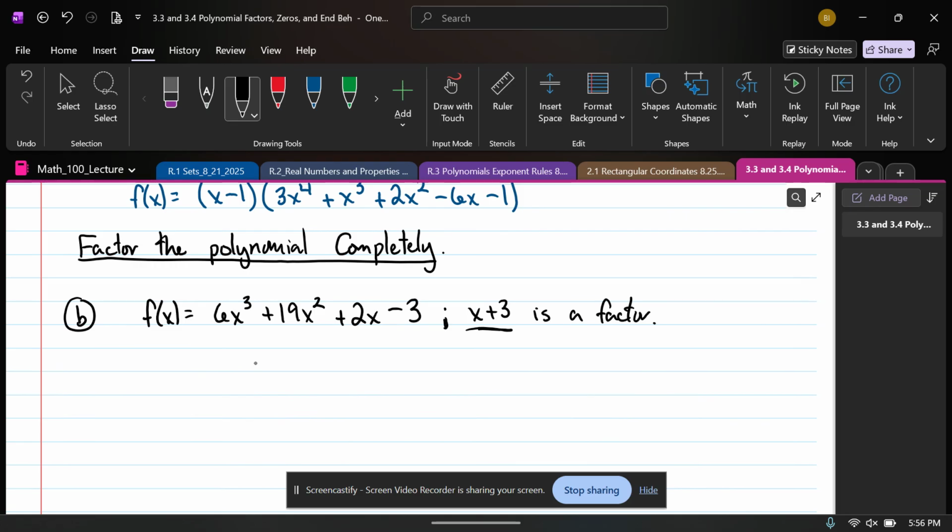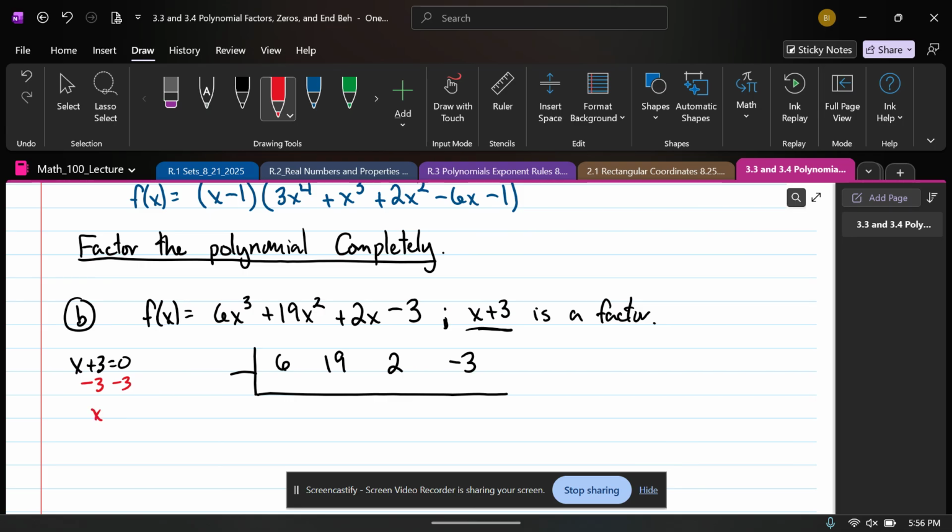So that tells me when I do synthetic division, 6, 19, 2, negative 3. And then I take x plus 3 equal to 0 and subtract 3. So negative 3 is what goes on the shelf. So when I do this synthetic division here, they're telling me that my remainder should be 0, because they said x plus 3 is a factor. So that remainder should be a 0. So I'm gonna run synthetic division on that.